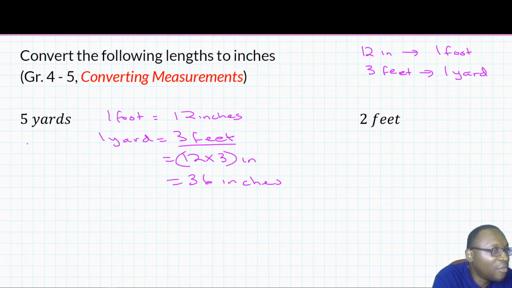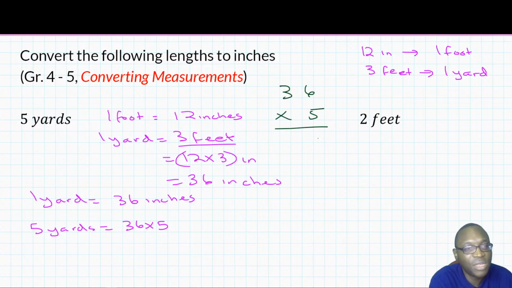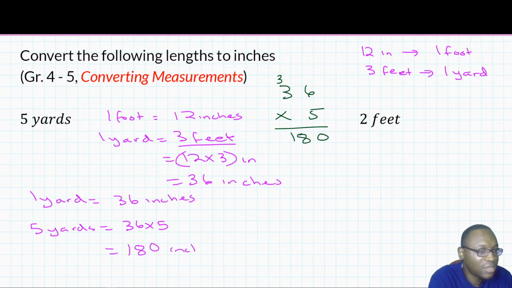Now we're going to convert 5 yards to inches, so 1 yard is 36 inches, and then 5 yards right here will be 36 multiplied by 5, and that is going to give us, let's go ahead and multiply out right here. 6 multiplied by 5, we have 30, so we write 0 and we bring 3 up here. 3 multiplied by 5, we have 15, we add 3 to that, we have 18. So therefore 5 yards is going to be 180 inches.